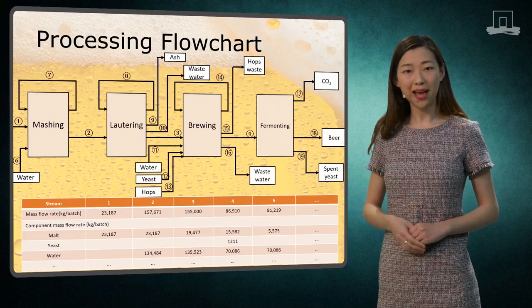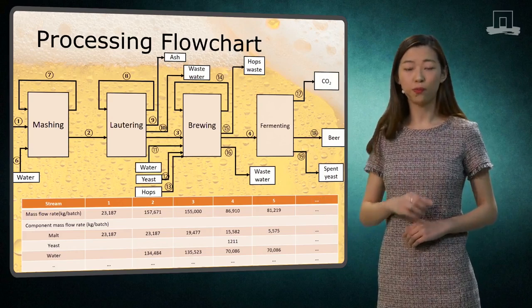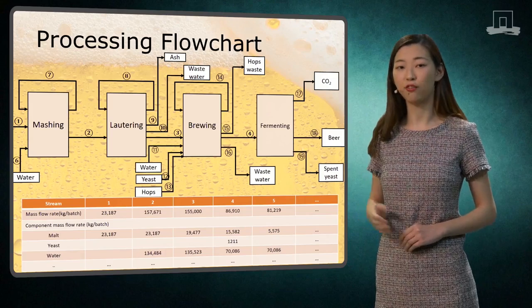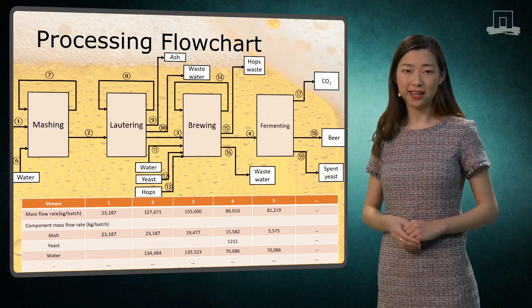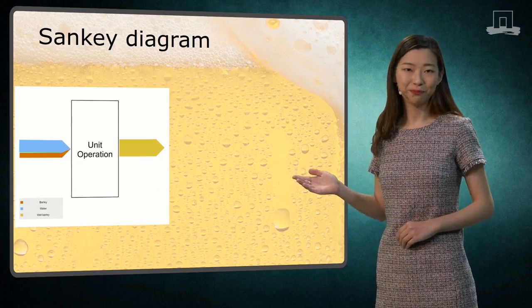However, when we look back to the diagram, there are still some problems with it. One of the problems is it doesn't give a good overview on the size of all mass flows. In order to show the process in a more visual way, we can use the Sankey diagram.